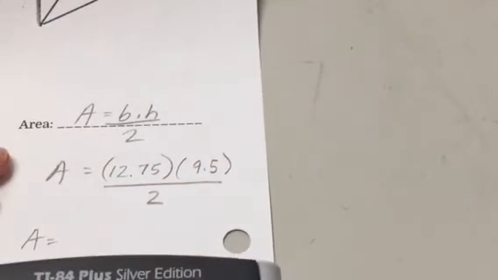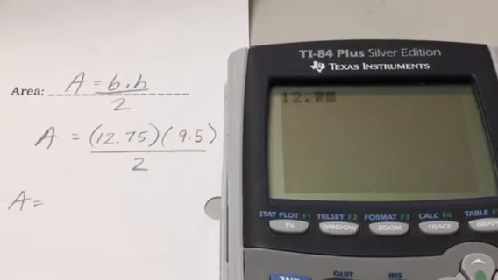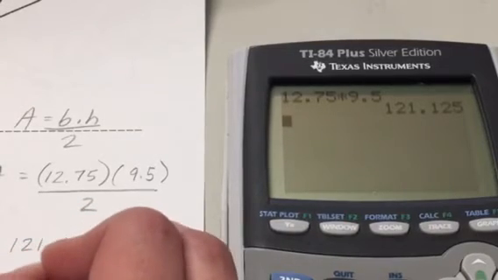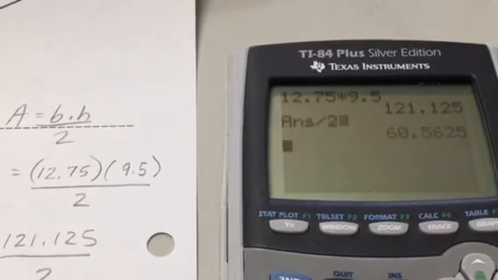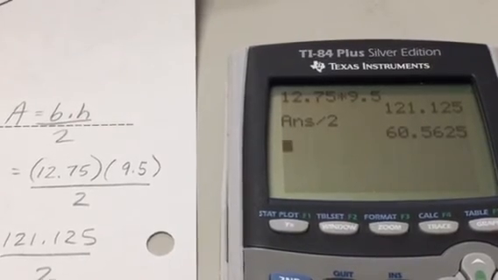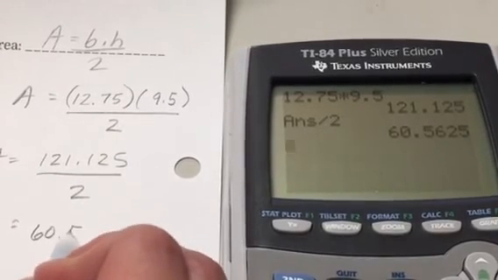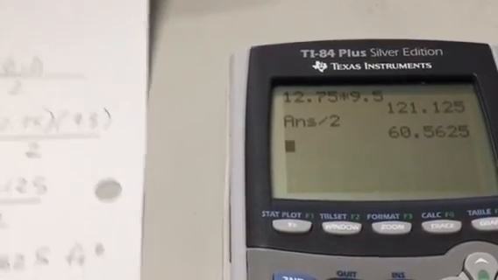Okay, so first step is to multiply 12.75 times 9.5, and we get 121.125. Then we're going to divide by 2, which will come out to be 60.5625 feet squared.